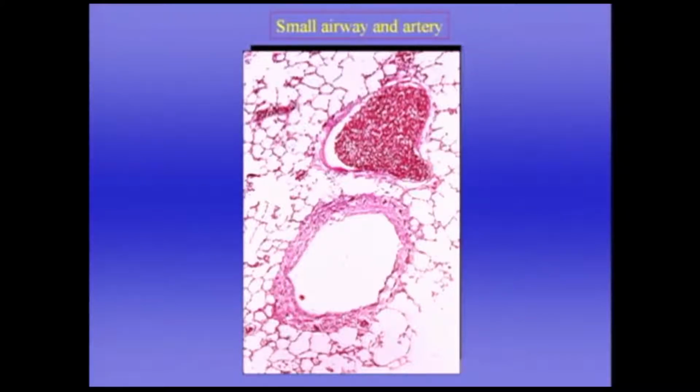And you can see from here that you would expect the airway to be pulled open by the alveoli as the lung expanded. As the lung expands, the tension in the alveolar walls increases, and this pulls on the airway and expands it, and the same is true of the blood vessels as well.